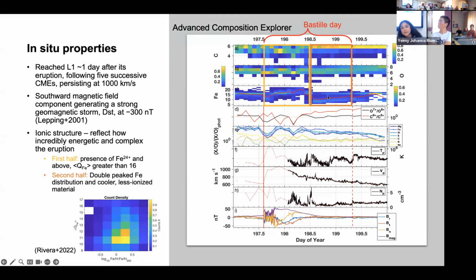And then in the second half of the CME, in that orange box, we see a very typical charge state distribution of iron, typical of CMEs. It's this bimodal feature in the iron distribution. We see a peak at iron 16, that's very typical, and then a peak at a lower charge state, which typically ranges between 8, 11, 12. And we'll talk about that. So we have this double-peaked feature.